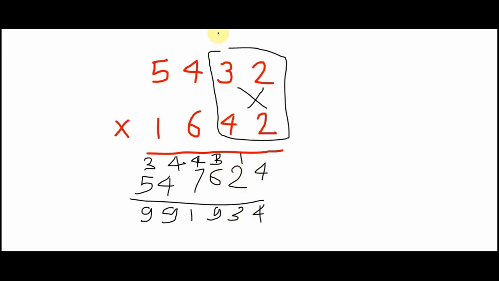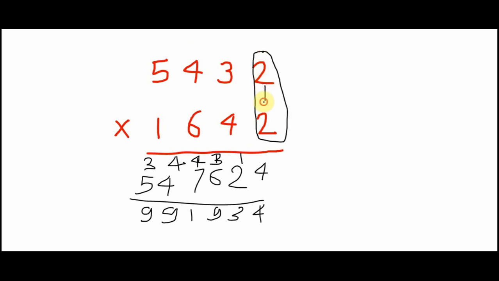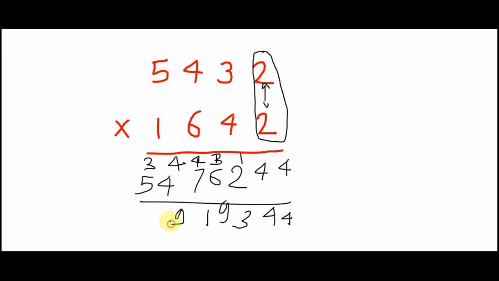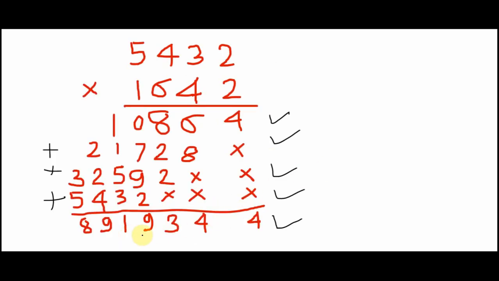Yes, wait, we missed one step, that is we didn't make the group of the last bit, which is 2 into 2. That is, when you multiply 2 with 2 you have 4. So clearly the answer can be written now as 8 9 1 9 3 4 4. So the answer is 8919344, and that can be matched with the usual way, 8919344, which is indeed correct.